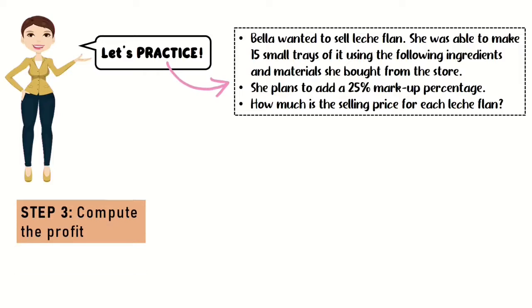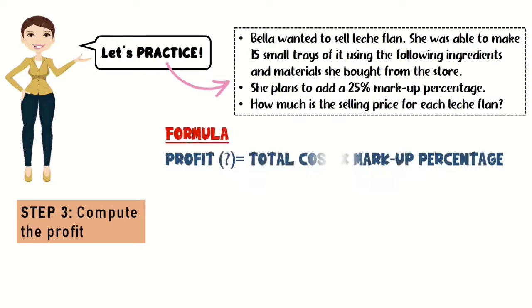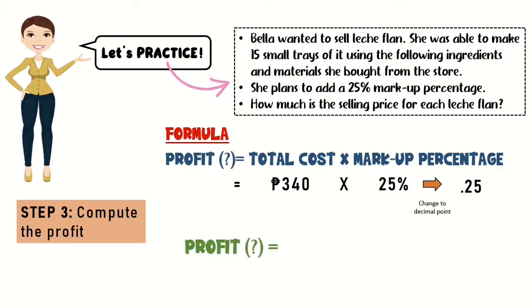Step 3 is to compute the profit. In getting the profit, we use the formula total cost times markup percentage. So we will be using multiplication. A while ago, we already solved for total cost, which is 340, times markup percentage, which is 25%. Before we multiply them, we have to change the percentage to decimal, and it will become 0.25. So, 340 times 0.25 is equal to 85 pesos, meaning this 85 pesos is the money that Bella will earn after selling and paying the expenses.